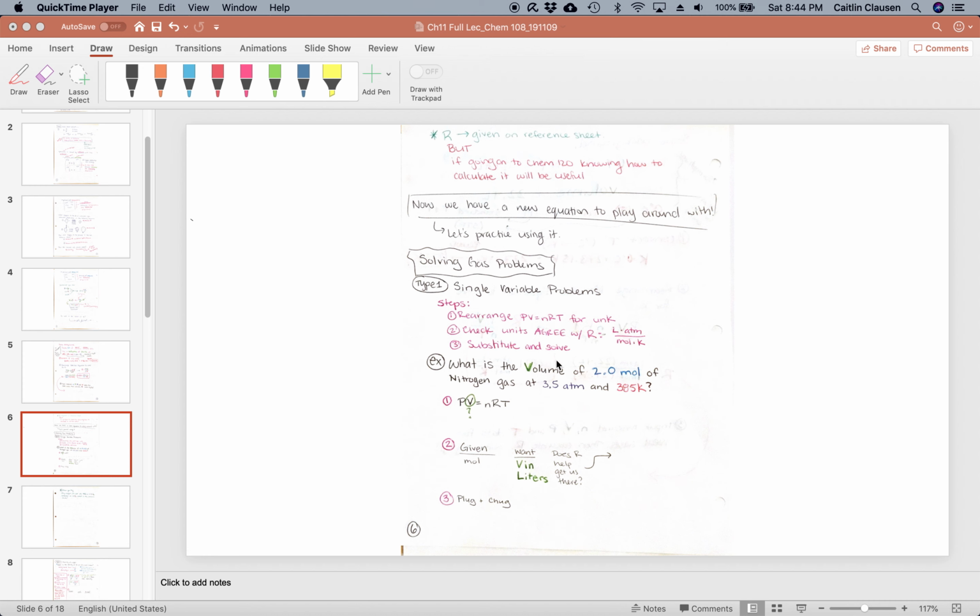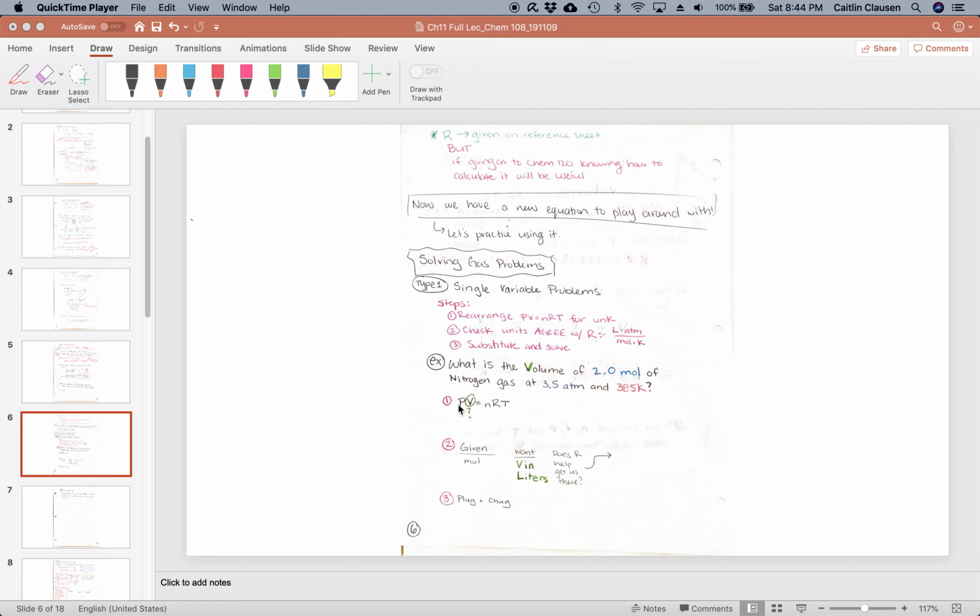So the only thing that's missing is volume. We want to know what the volume is. I've given you everything else. So step 1, we're going to rearrange the ideal gas law equation so that we are set up to find volume.